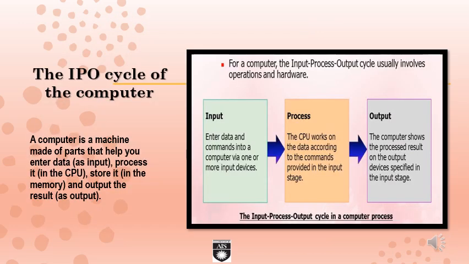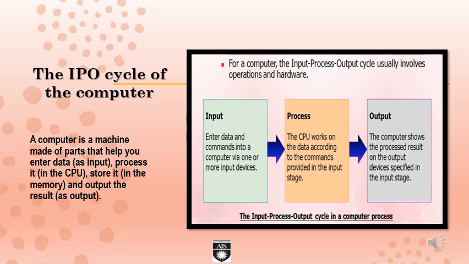Let us understand how the IPO cycle is followed in the computer. See children, as you have understood by now, a computer is a machine made up of parts that helps you enter data as input, process it in the CPU, and store it in the memory. At last, it gives us the output, the result. Okay? Now see the basic concepts of input, process and output in the following diagram.